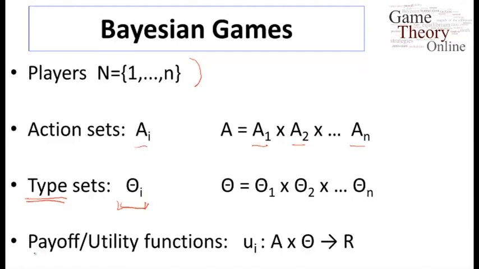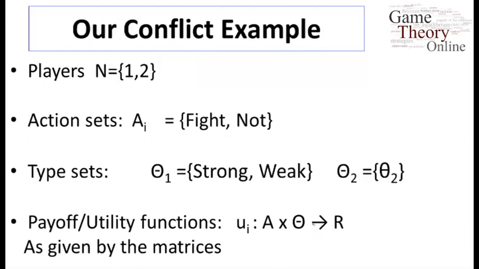And now payoffs will depend not only on what actions are chosen, but also on what the types are, and map into the reals. So give us a number in terms of a payoff for player i as a function of what actions were chosen and what types every player were. So the payoffs can actually depend on everybody's type. And that's important in some of the examples. So for instance, in the conflict example, it was important.